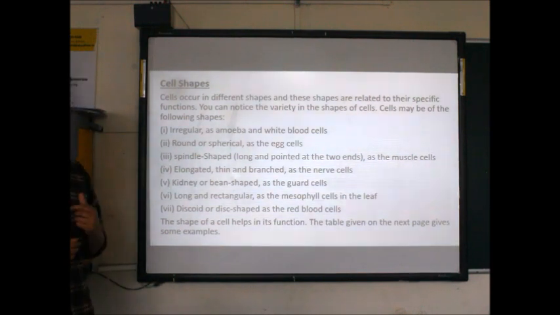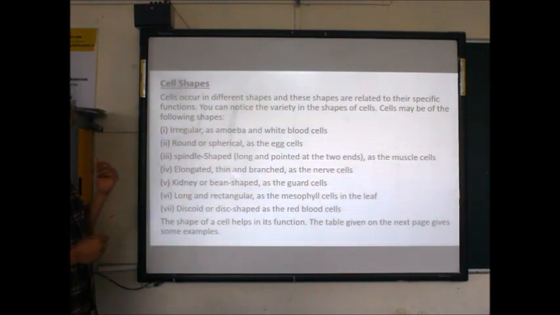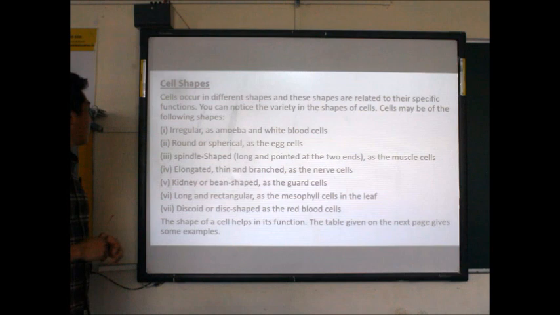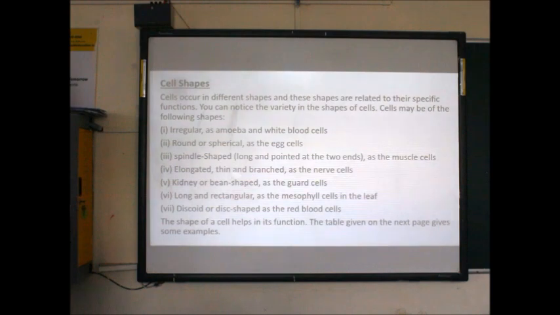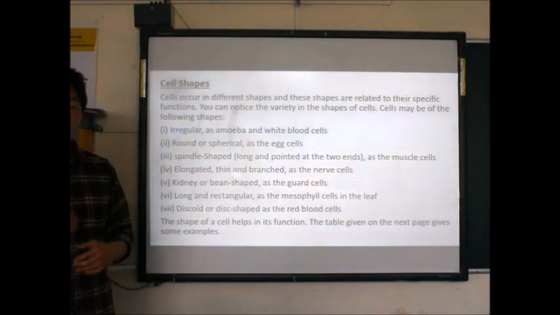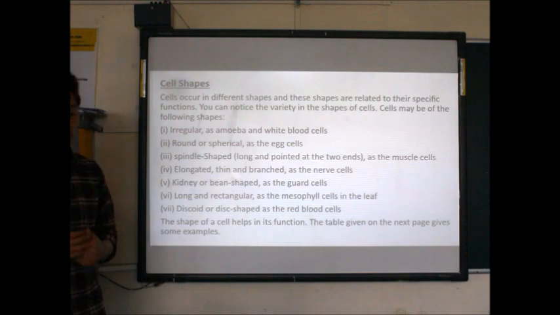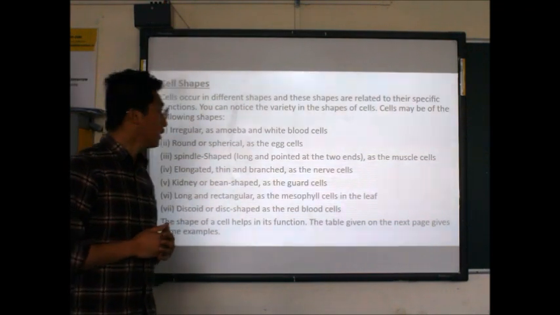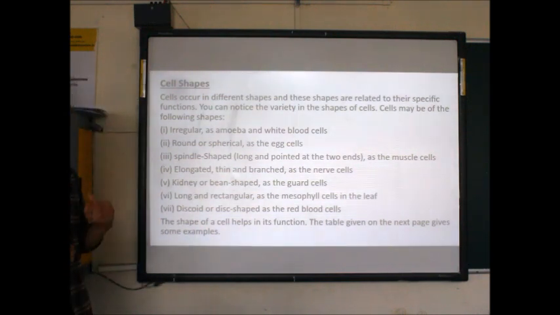In this topic, there is a variety of cells. They vary in number, cell shape and cell size. We have already covered cell number. We are studying cell shape. Cells occur in different shapes and these shapes are related to their specific function. If we see in the microscope, there is variety in the shape of cells. So cells may be of the following shapes. We will study one by one what types of shapes there are.